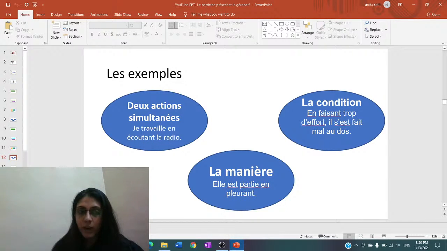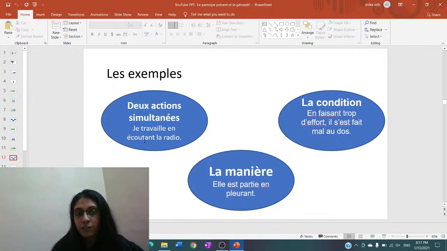So what is happening? Two actions are going on at the same time. Like I just explained in the previous examples also, like I'm eating while watching TV or I'm driving while listening to music. So here I'm working while listening to the radio. The work is one action. Listening to the radio is another action, but both these actions are going on at the same time.